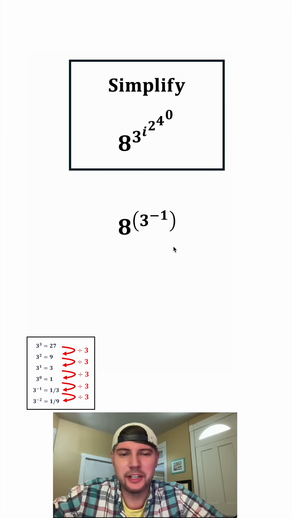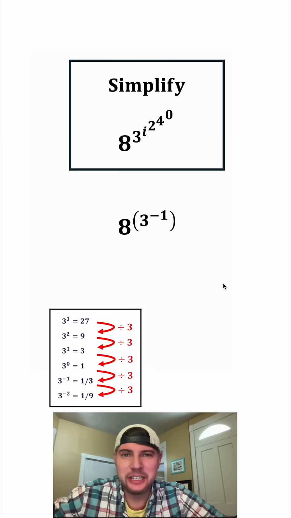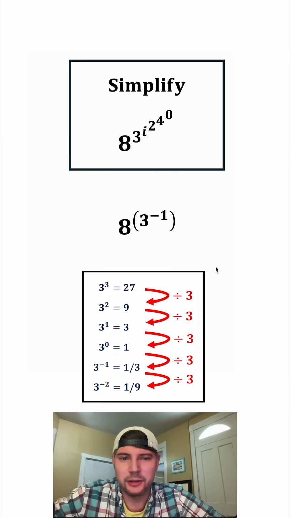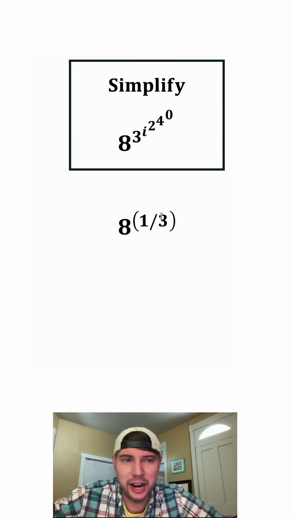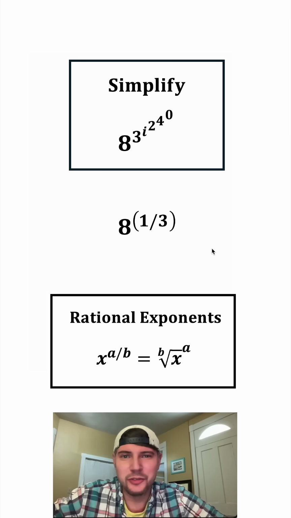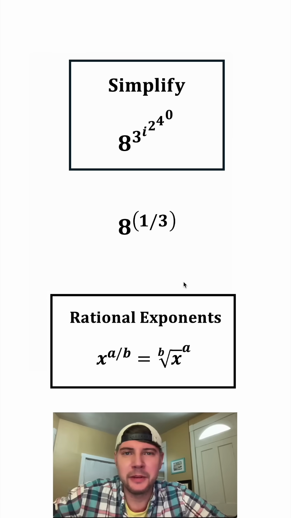Next, we're going to do the 3 to the -1. And earlier we demonstrated that 3 to the -1 is equal to 1/3. So we can change this to 1/3. And now we have a fraction as an exponent. These are called rational exponents. Here's the notes for rational exponents. The denominator is the root and the numerator is the exponent.